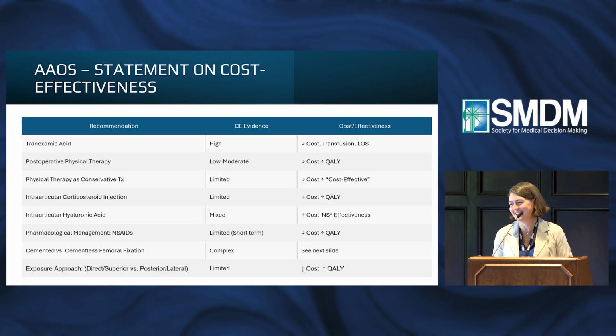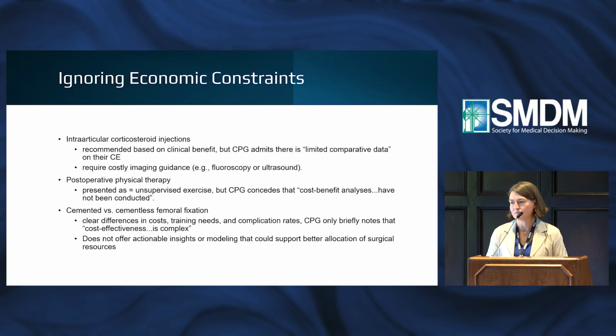Yay. So again, these same different recommendations, none of them compared surgical to non-surgical treatment. And you can see the cost effectiveness evidence in various capacities. Some of it was limited, some of it was high, and you can see whether cost increased or decreased and what type of quality of life adjusted years people had from these various treatments.